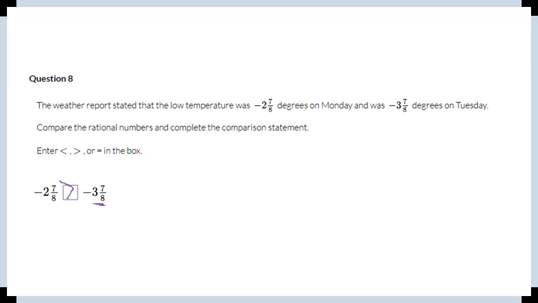You can also think of it as, you owe me $2 or you owe me $3. Which one's better for you? The owing me only $2 instead of $3. That's why that one's greater.